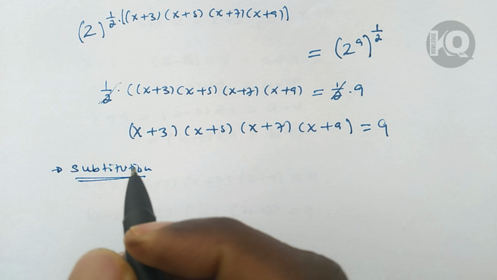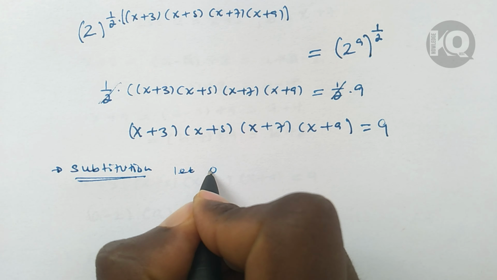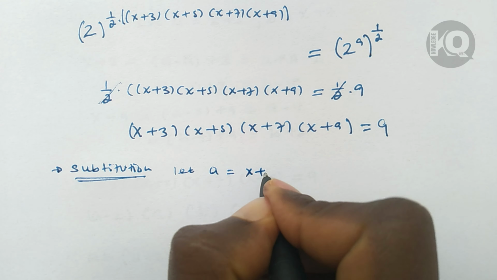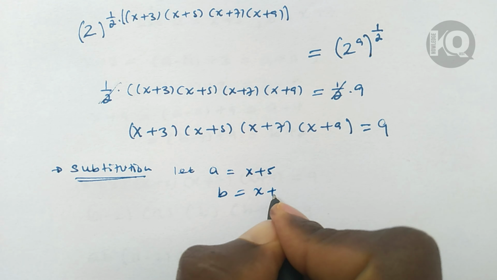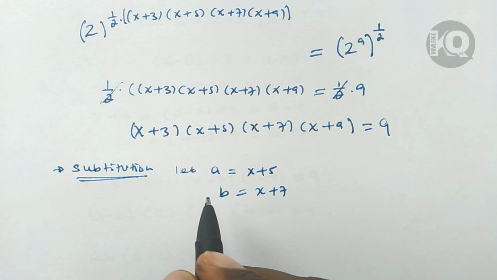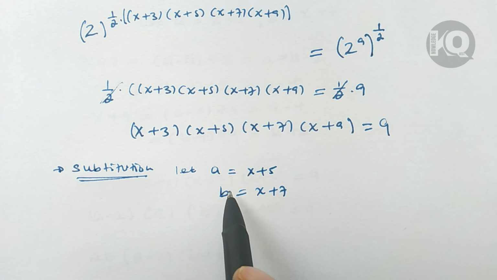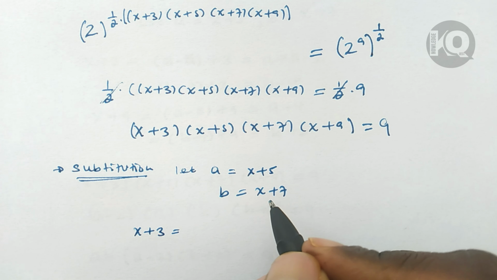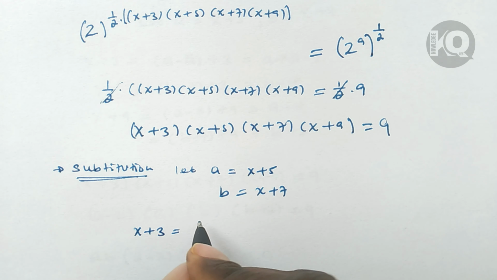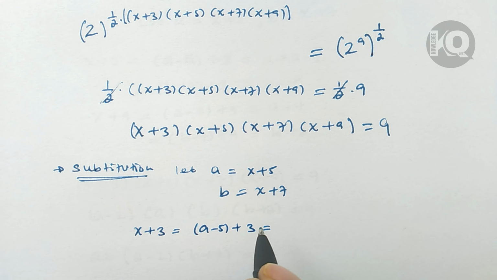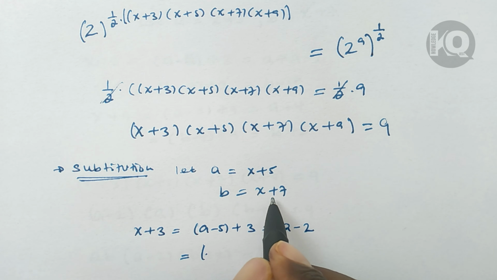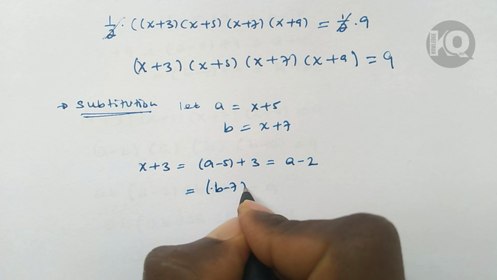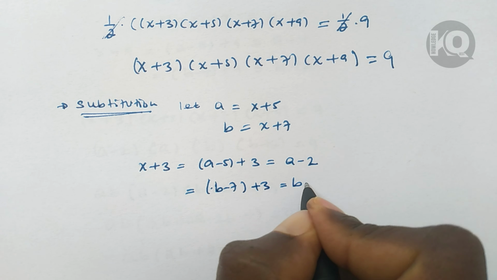So taking advantage of symmetry, let a be equal to x plus 5 and b be equal to x plus 7. Then we have to express the other terms in terms of a and b, which are x plus 3 and x plus 9. So from here, x will be a minus 5. So a minus 5 plus 3 gives a minus 2. And in terms of b, x will be b minus 7 plus 3, which is b minus 4.